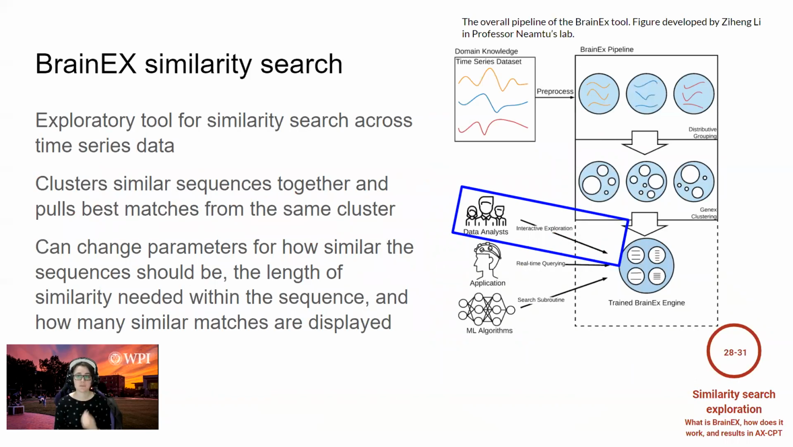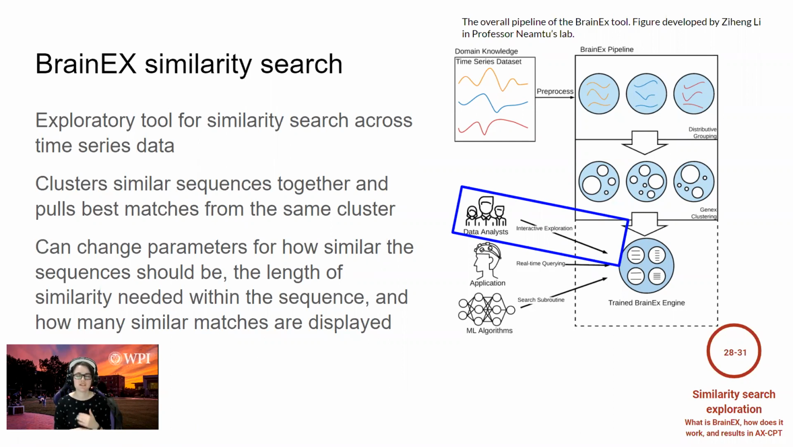So BrainX is a similarity search tool that is used for exploring specifically time series data, which is what makes it a little unique because it is designed specifically for time series, which is great for me. It clusters similar sequences together and pulls the best match out of the same cluster. What this means is that if you have a bunch of sequences, like let's say you throw 1,000 at the system, it'll pull them apart to figure out which ones match each other and group them together.